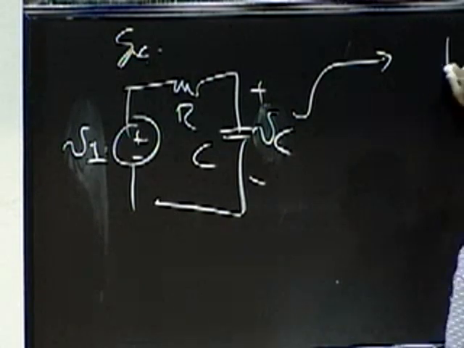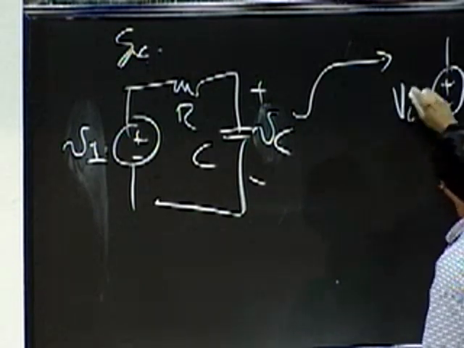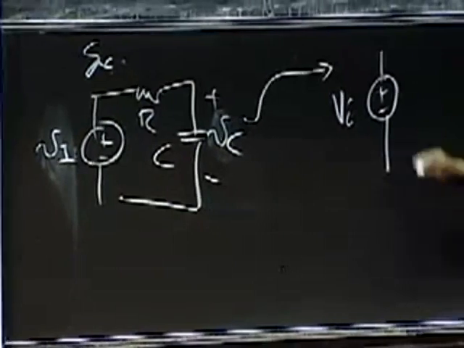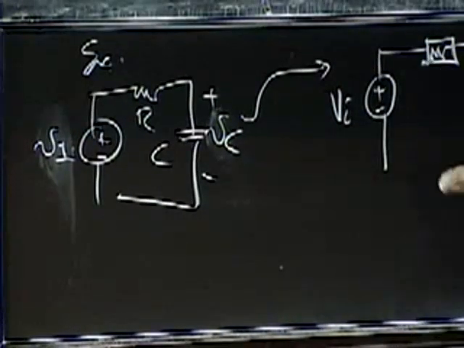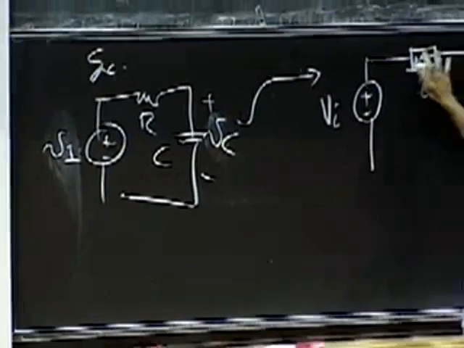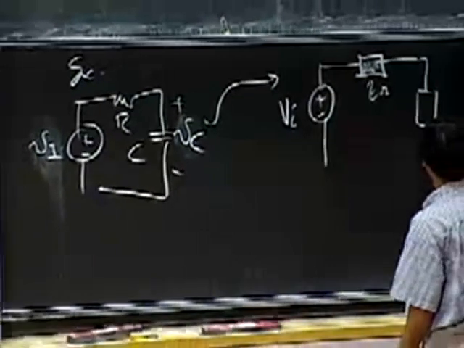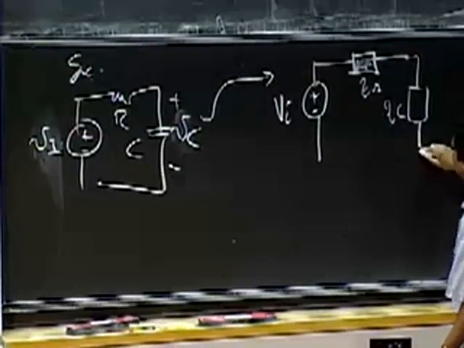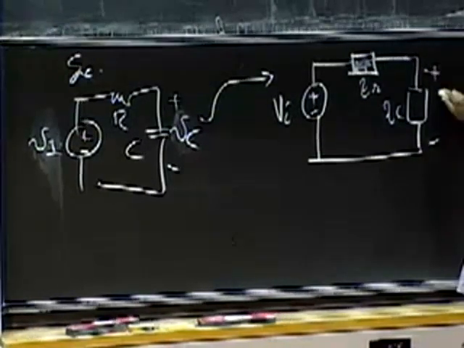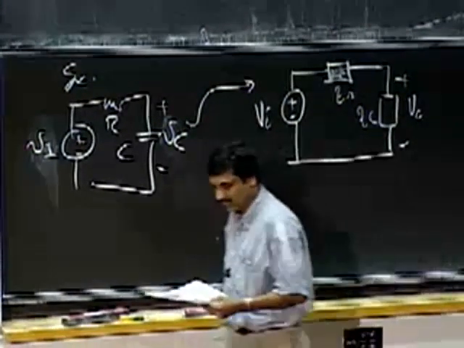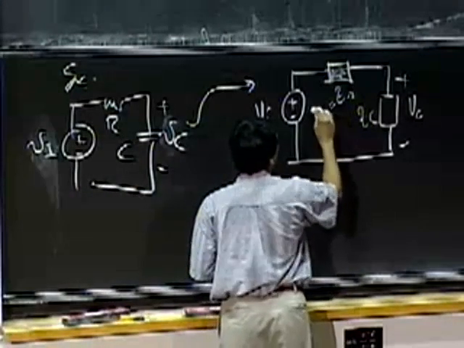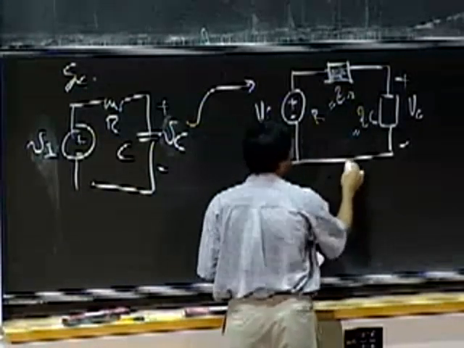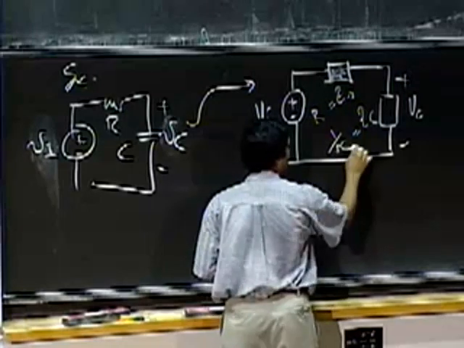And in the impedance playground, the input becomes a complex amplitude of the input. My resistance gets replaced by a box, ZR. My capacitor gets replaced by a box, ZC. And the voltage I care about here is V small c. Okay? Where ZR equals R and ZC equals 1 by SC.